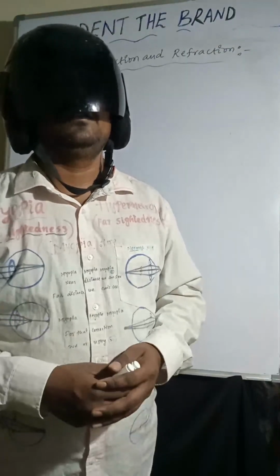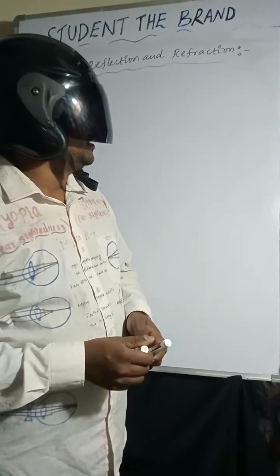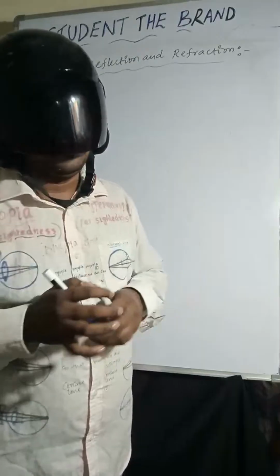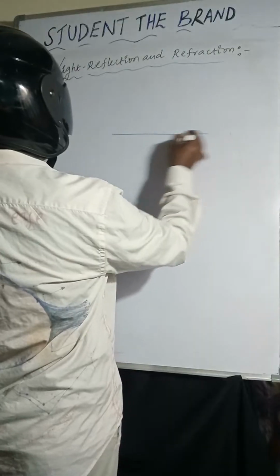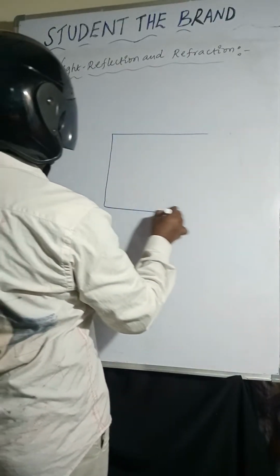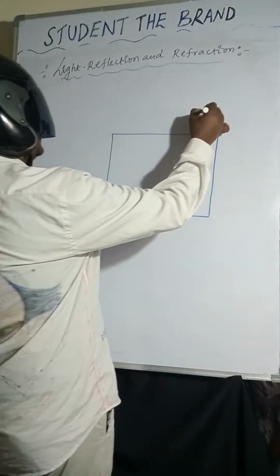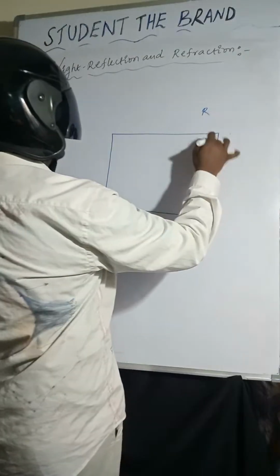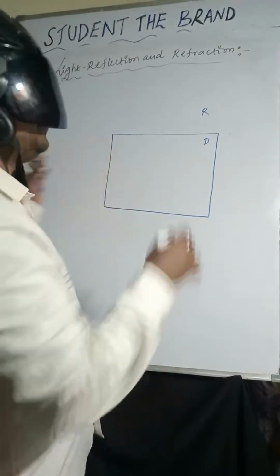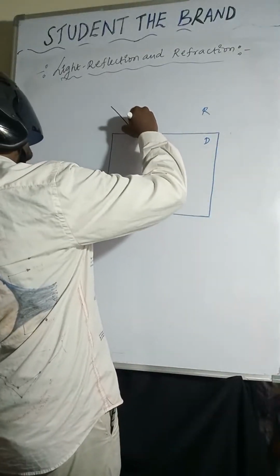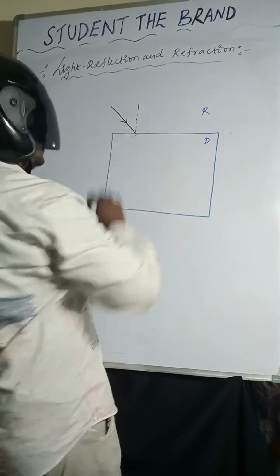Now we'll discuss one more topic, refraction through a glass slab. Then after that we'll go to the lens. I'm considering a glass slab like this. Rarer medium, denser medium, rarer medium. The light ray is passing from rarer to denser, like this.